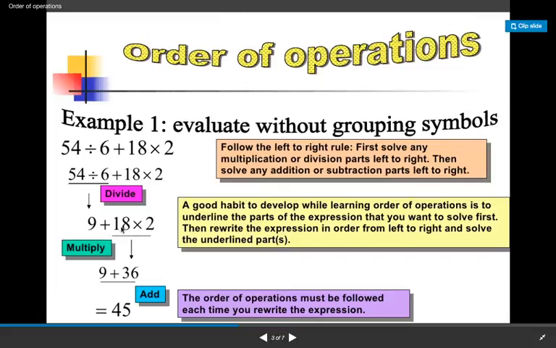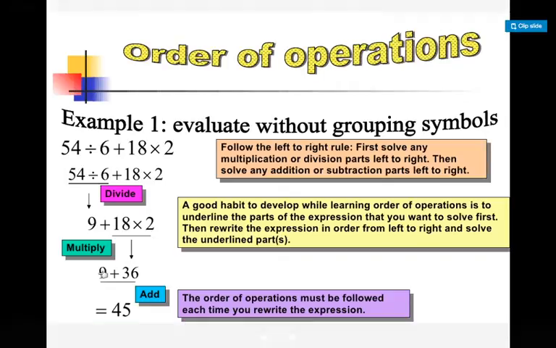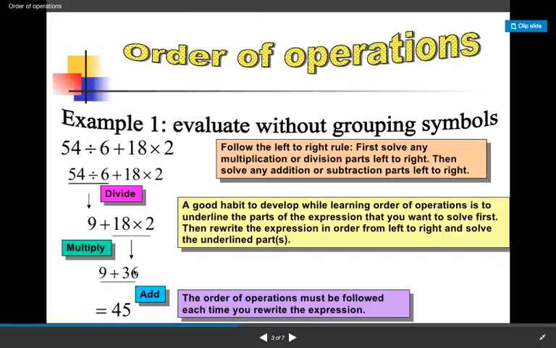Now we have 9 plus 18 times 2. Our next thing we're going to do is multiply, and then we bring down the rest of the problem. So that leaves us with 9 plus 36. We only have one operation, so we're going to add and get our answer of 45.